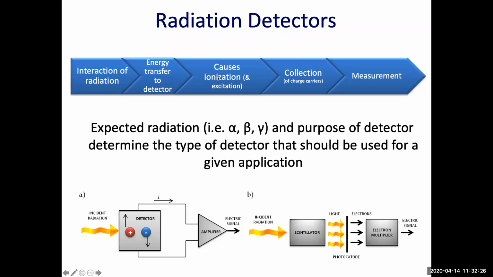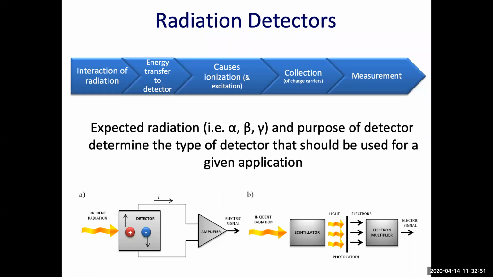This energy is then collected and measured or analyzed to provide information about the incident radiation. Expected radiation to be detected by the detector could be alpha or beta or gamma, and the purpose of the detector determines the type of detector that should be used for a given application.